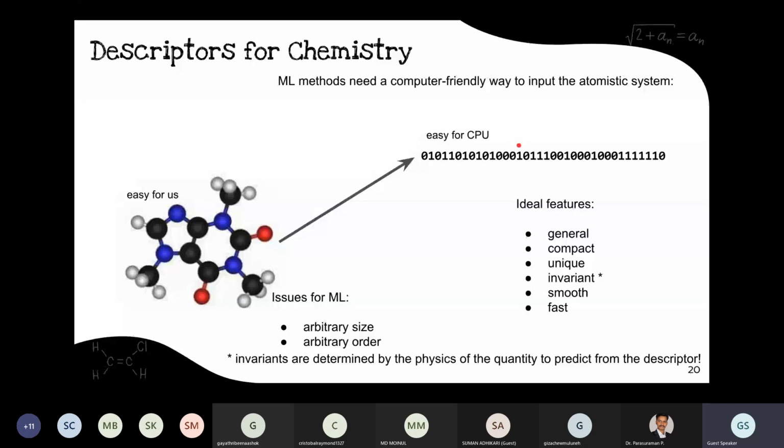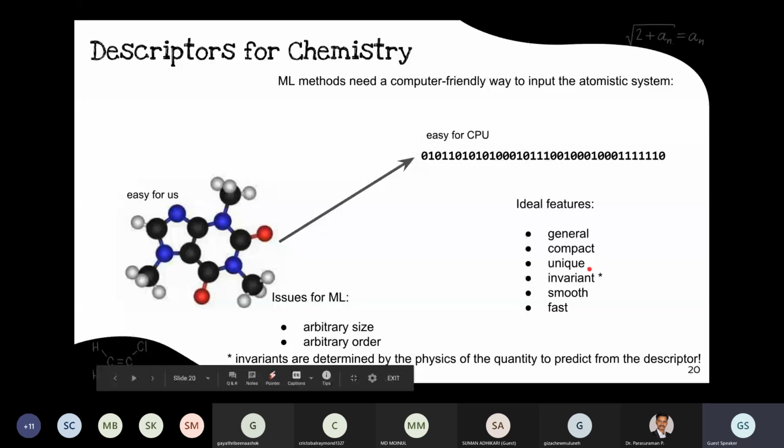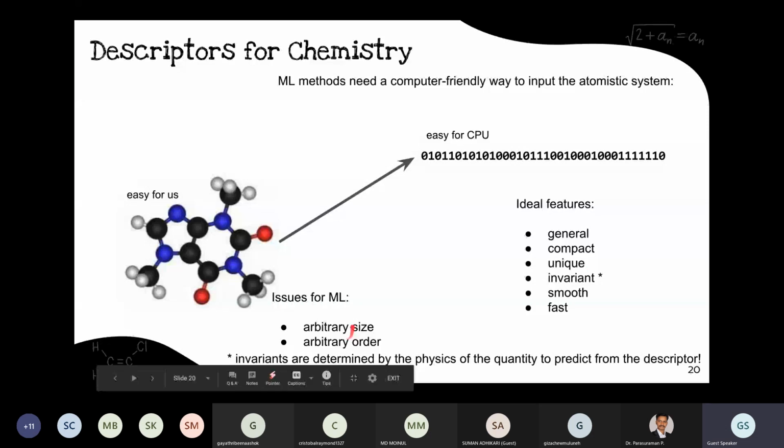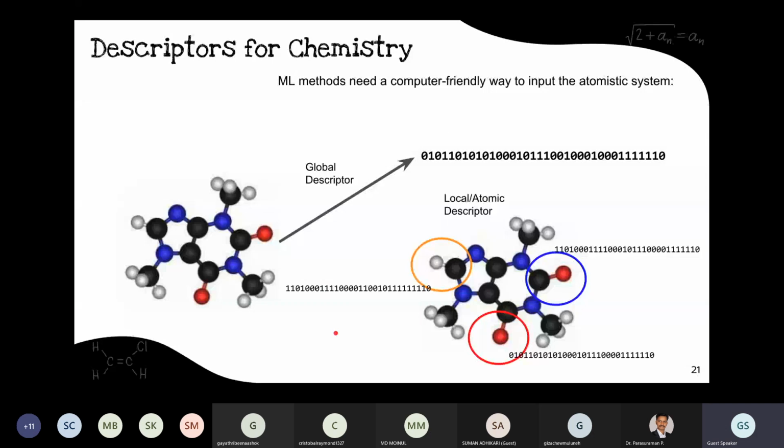So the ideal features should be general, compact, unique, invariant, smooth, and fast. But the issues with machine learning are arbitrary size and arbitrary order. Now let's see how the whole molecule is given as a global descriptor, but also how localized or atomic descriptors work, because for a whole molecule there is a particular fingerprint, but for each region, be it an atom or a bond or a region of the compound, there are also respective fingerprints. And these fingerprints will be unique. That is important, right?